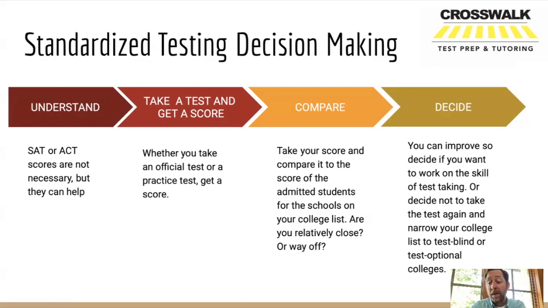Two things happen there. Number one, you must limit your colleges to test blind or test optional. And number two, you let the other parts of your college application shine. Work on the essay, get good letters of recommendation, maybe work on your extracurricular activities, right? There's other things you can do. It doesn't necessarily have to be test scores. But again, if you're close, then it might be worth working at it and trying to get better.